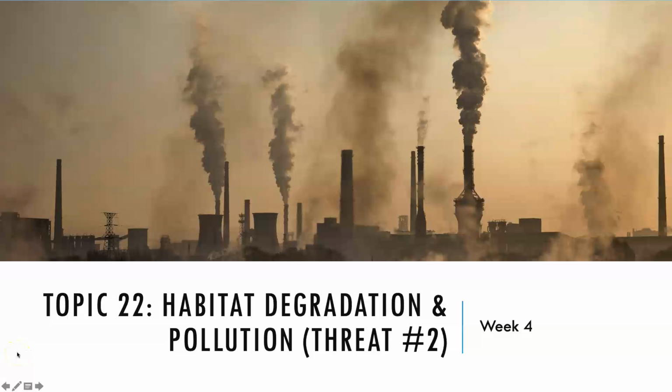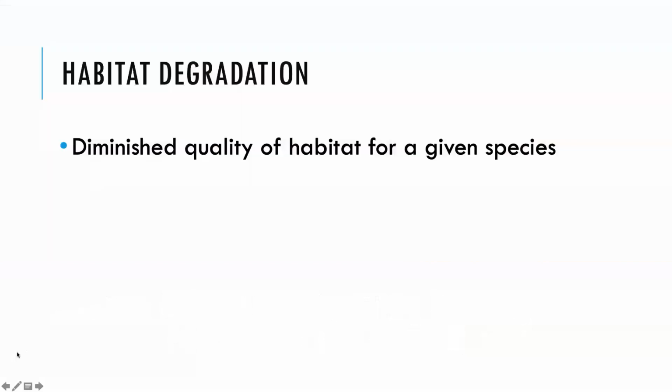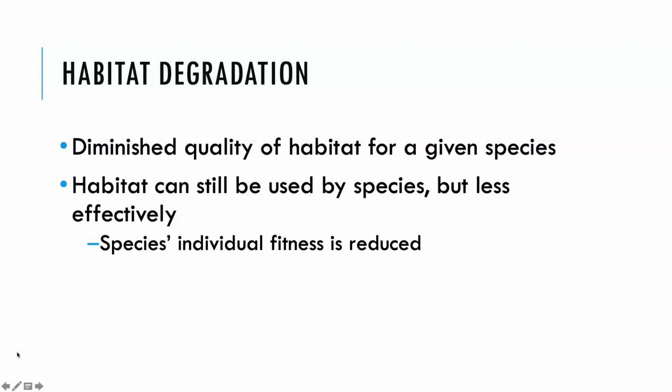Our next topic is habitat degradation and pollution, which differs from habitat destruction in that it's not a complete elimination of a habitat, just a reduction in quality. And how that affects the species, of course, depends on what they needed from that habitat and what was done. In these cases, the species can still use the habitat, but they're not doing it as effectively, and it reduces the individual fitness of that population of that species.